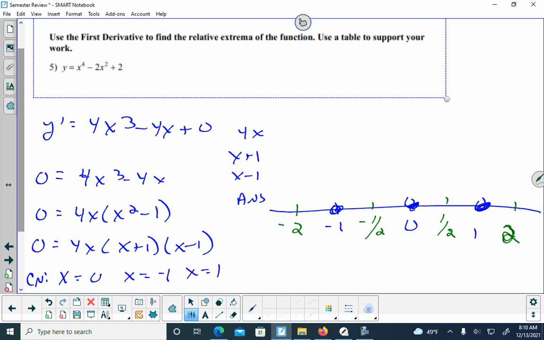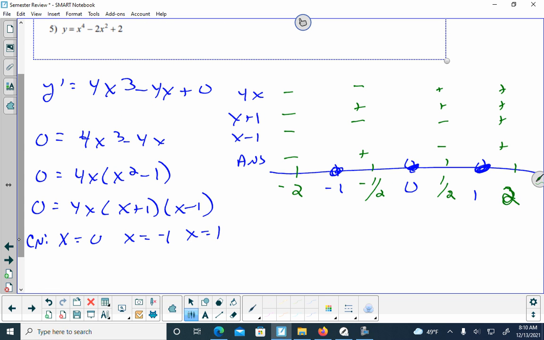Two. So -2, this will be negative, negative, negative. The whole answer will be negative. -1/2, negative, positive, negative. Whole thing's positive. Putting in 1/2, whole thing's negative. Putting in 2, the whole thing's positive. So I know it doesn't ask me, but I know it's decreasing.